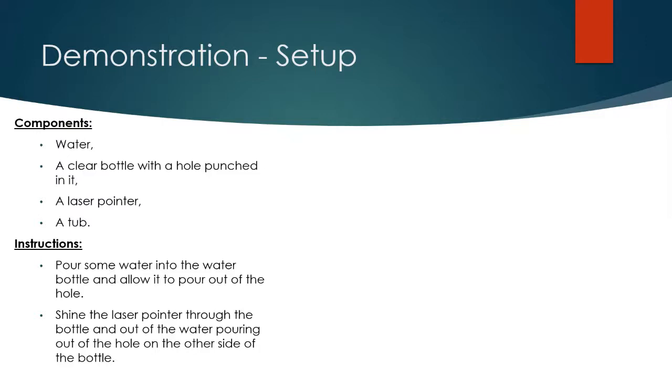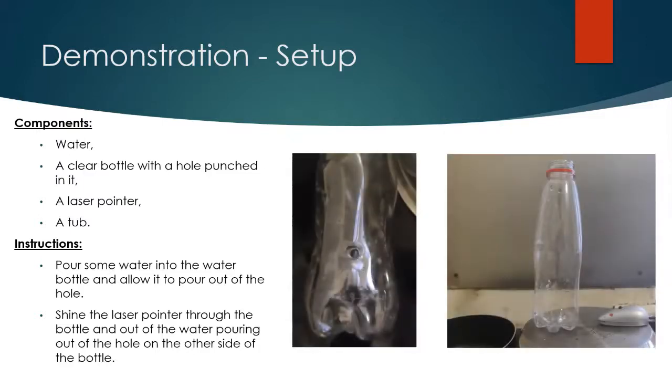All you need for this demonstration are a water bottle with a hole punched in it, a laser pointer, which you can see I got from a pet shop, so no high-tech equipment required, and some water, and of course a tub to catch all the water that will be pouring out. All you have to do is pour some water into the bottle and allow it to empty out of the hole. Now the tricky part: you want to turn off the light so it's pitch dark and try and shine the laser through the hole and see what happens.